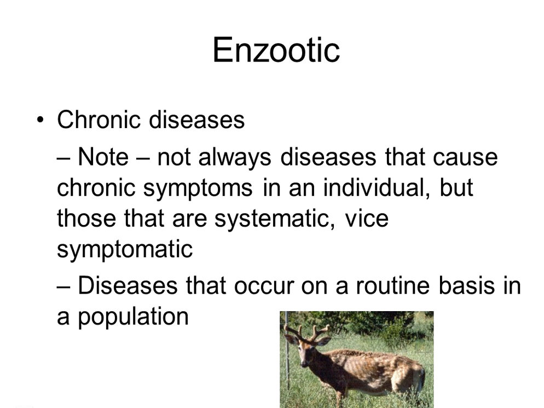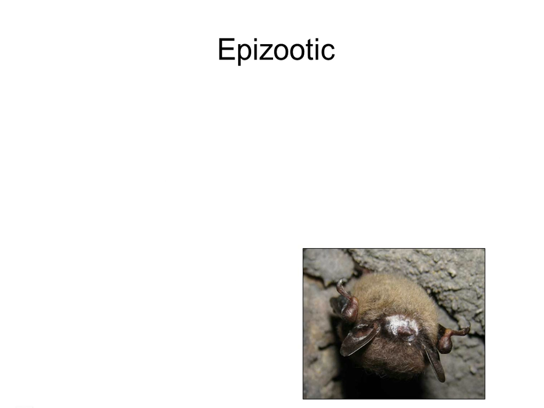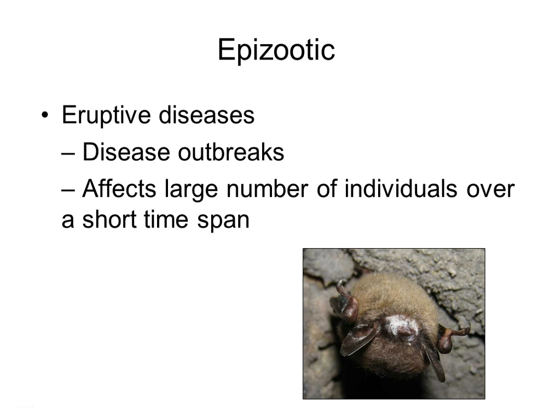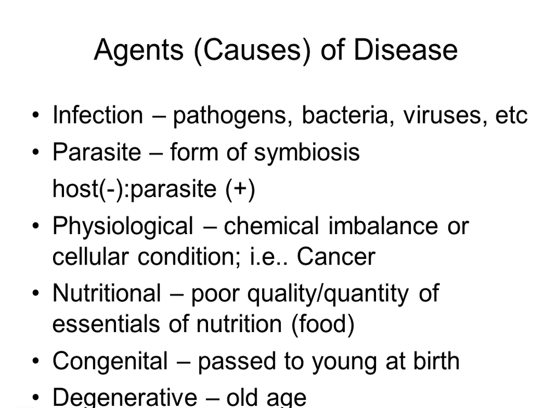For example, enzootic are chronic diseases. These may be systematic, not symptomatic, and diseases that occur on a routine basis in a population. Epizootic. These are eruptive diseases, and in this slide you see a bat with white nose syndrome, which we'll talk about this week. They are outbreaks that are not expected. They affect large numbers of individuals over a short time span.